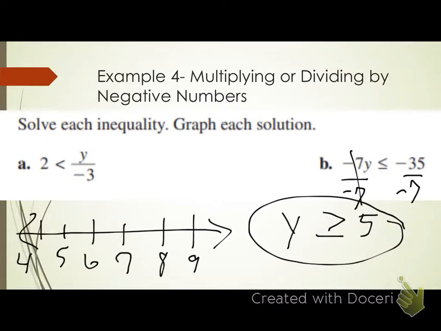Open or closed dot at 5? Closed, because 5 is included in my solution. Shaded which way? To the right. If it tells you to graph, do you need a graph? Yes, you do. Questions on letter B? Can I move on?